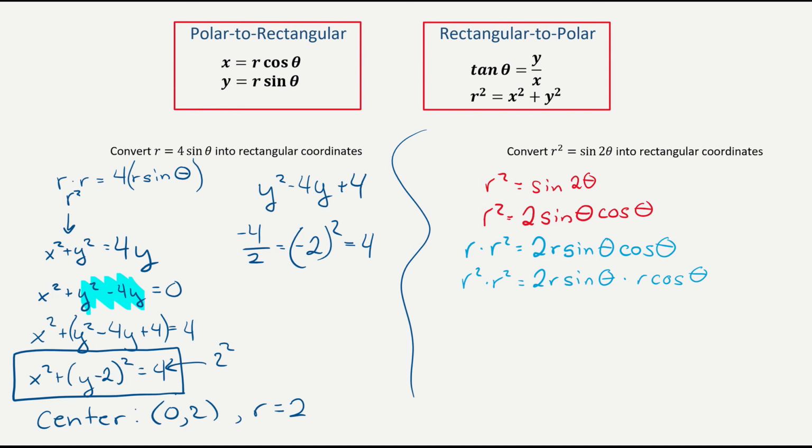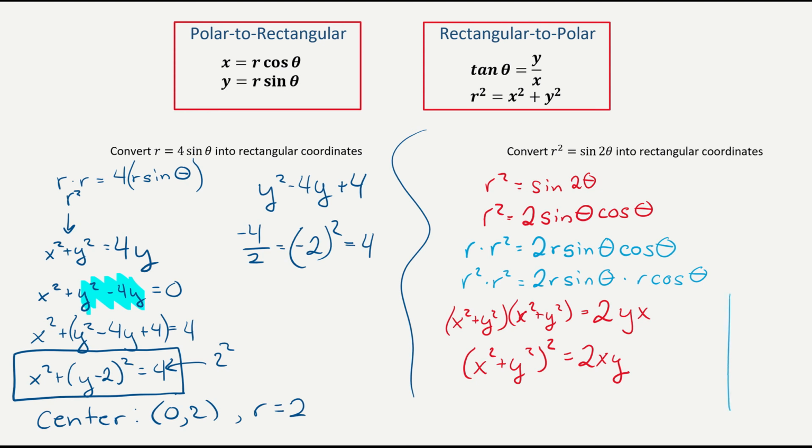What is r squared? It's x squared plus y squared. And what is r squared? It's x squared plus y squared, the same thing, equals 2 times r sine theta, that's y, and r cosine theta is x. So I can write this one last time, x squared plus y squared, squared equals 2xy. And this one doesn't really have a great way to solve it, so we'll just leave it like this. And if you're to graph this, here is the shape it creates.